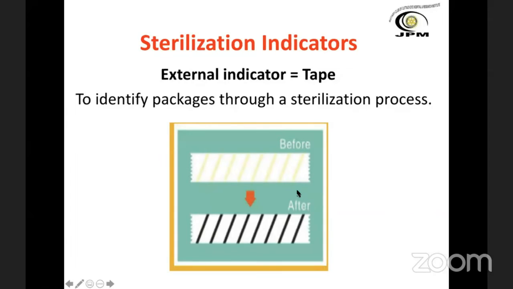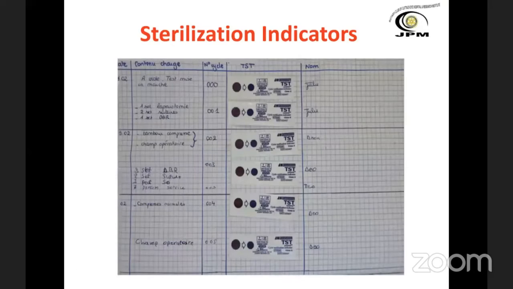This is the most commonly used strip in the autoclave, and before the autoclave, it is blue. The strips are yellow in color, which must turn to deep black. Anything in between, like brown or low intensity black colors, is not acceptable because they indicate incomplete sterilization. And after sterilization, one person needs to enter it into the register like this and sign it.